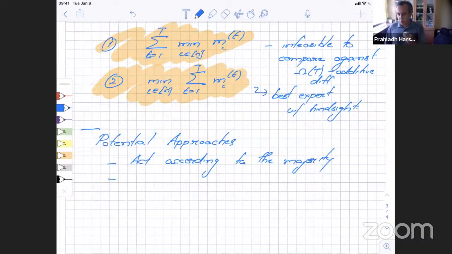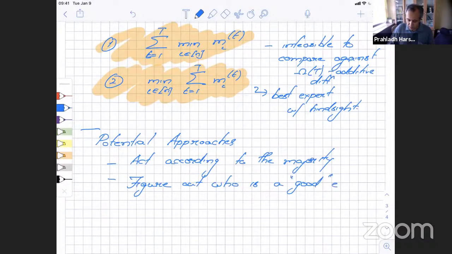You need to sort of penalize people who have got it wrong. So what you could then do is, because you care about a large time horizon, you could observe initially how a few experts behave, find out who are the good experts, and then act only according to those good experts. So figure out who is a good expert in the first few rounds.